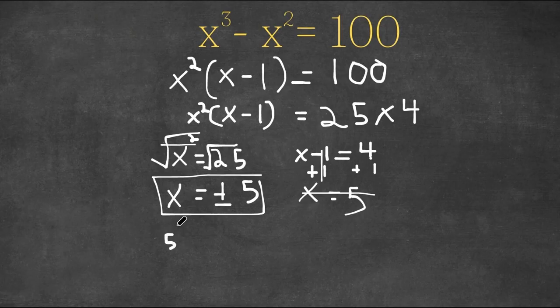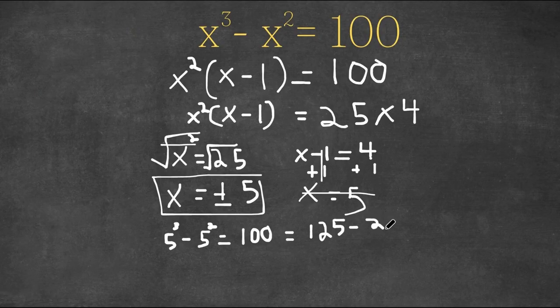So we would have 5 to the power of 3 minus 5 squared equals 100. Now, this would equal, well, 5 to the power of 3 is 125, and minus 5 squared is 25, and 125 minus 25 is 100. So 100 equals 100, and this is right, so 5 is a solution.